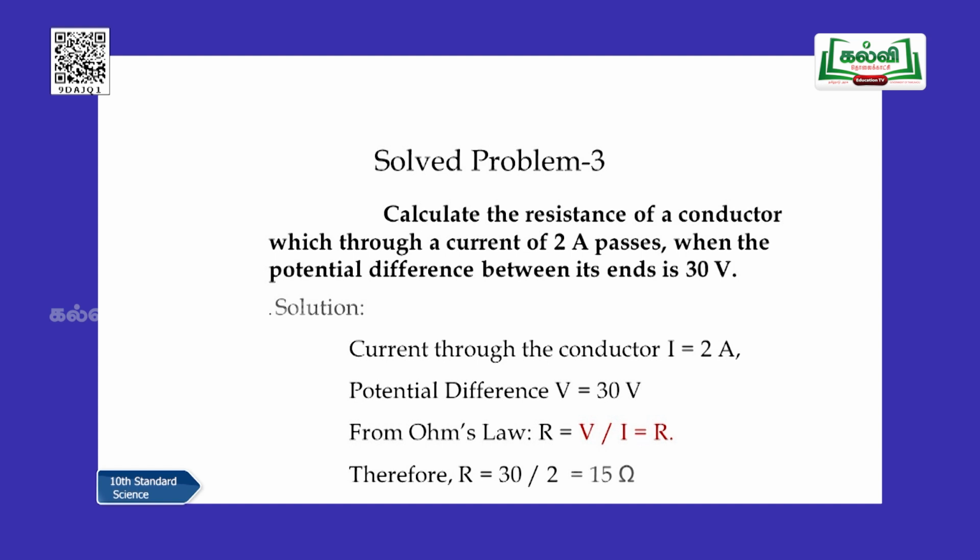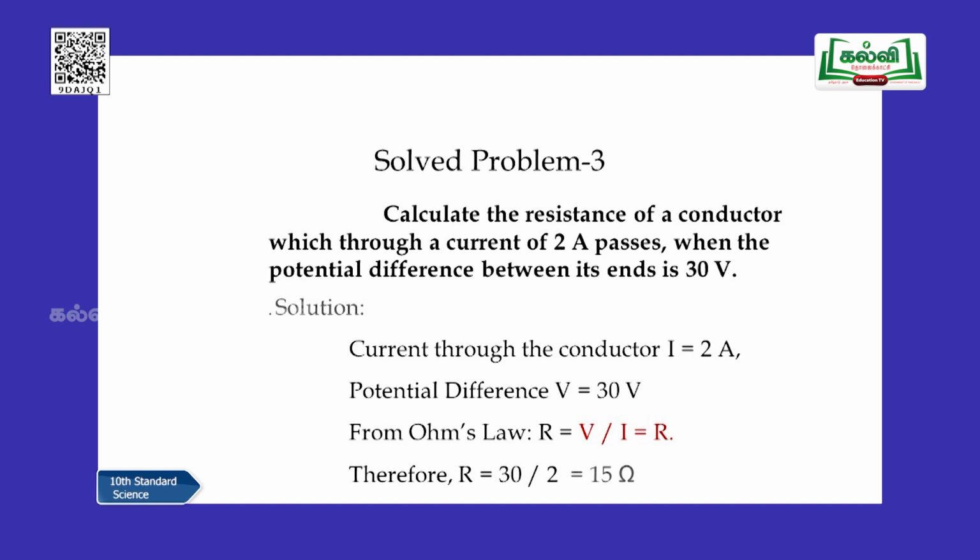Calculate the resistance of a conductor through which a current of 2 ampere passes when the potential difference between its ends is 30 volts. Now what you have to calculate? You have to calculate the resistance of a conductor. What is given? Current 2 ampere is given. Potential difference between the ends 30 volt is given.